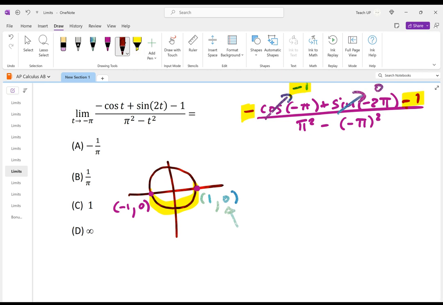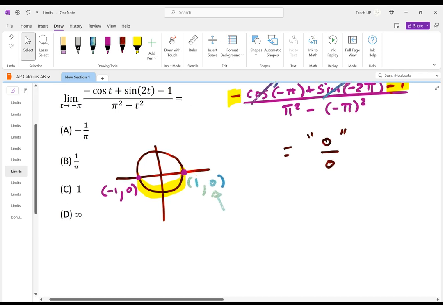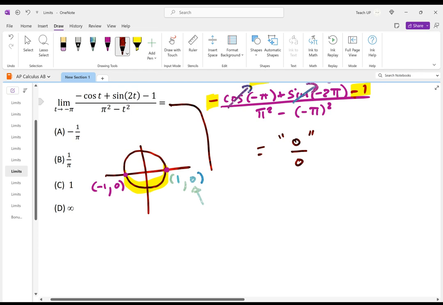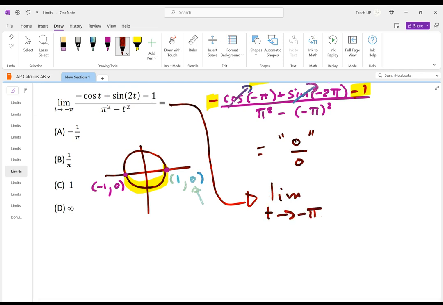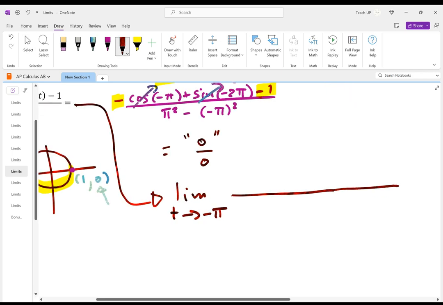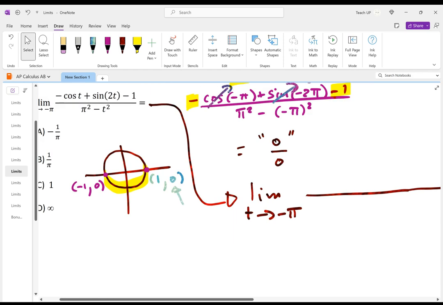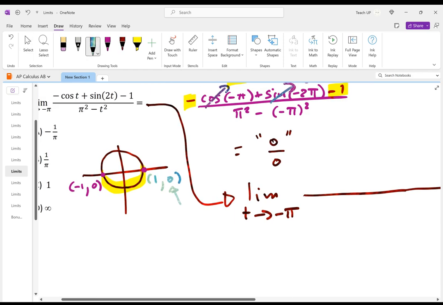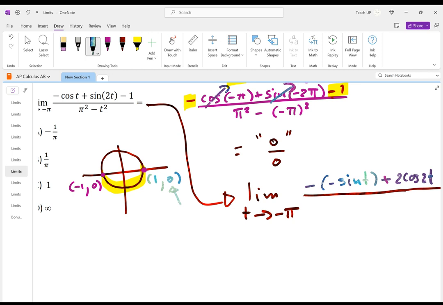So that means this is actually going to be a 0 over 0 indeterminate form, which allows me to use L'Hopital's rule. So here we're going to use L'Hopital's rule. That means we're going to be taking the limit as t approaches negative pi of the derivative of the numerator over the derivative of the denominator. The derivative of negative cosine is sine t, plus 2 times the cosine of 2t, and I used the chain rule there. The denominator is going to be negative 2t.